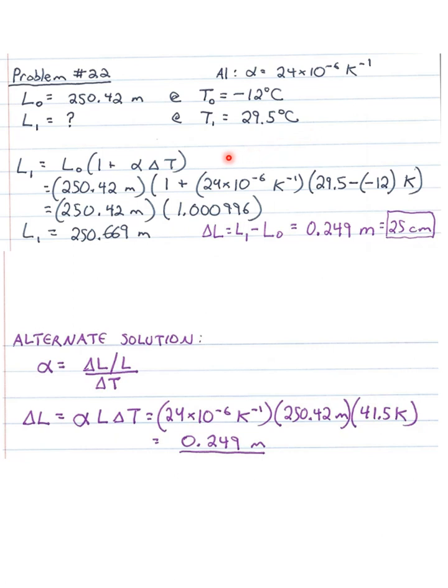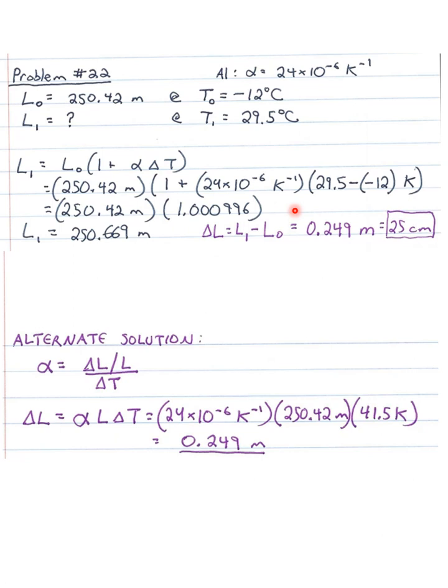I've shown you two solutions. Let's go with the first way that I've drawn it. So I'm going to use L1 equals L naught times 1 plus alpha delta T. We plug in all the values. As you can see on the page, L naught, 1 plus alpha delta T, where delta T is 29.5 minus negative 12. And what we get is the initial length times a very small percentage above 1.